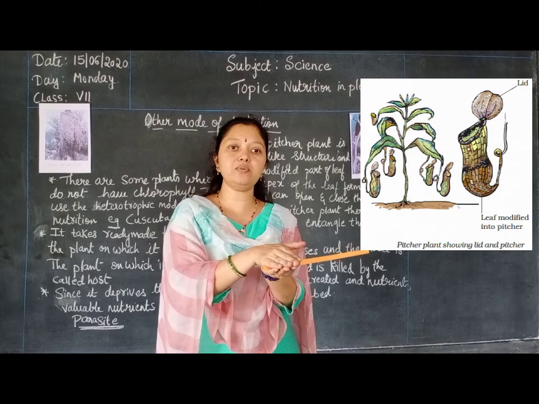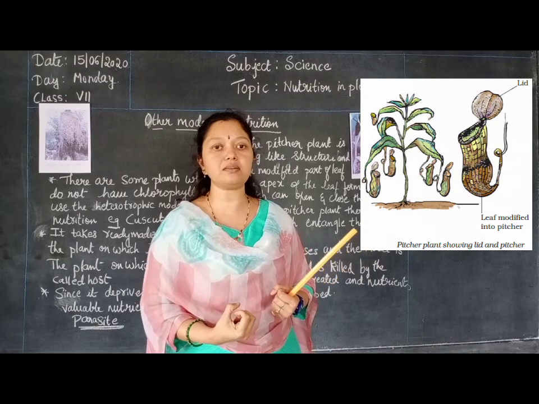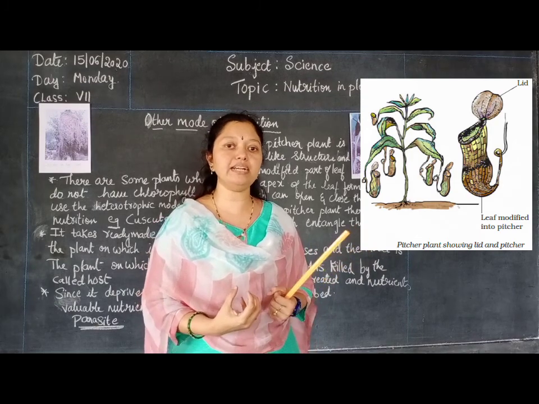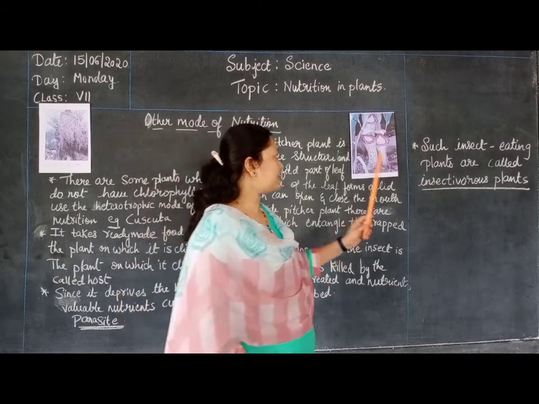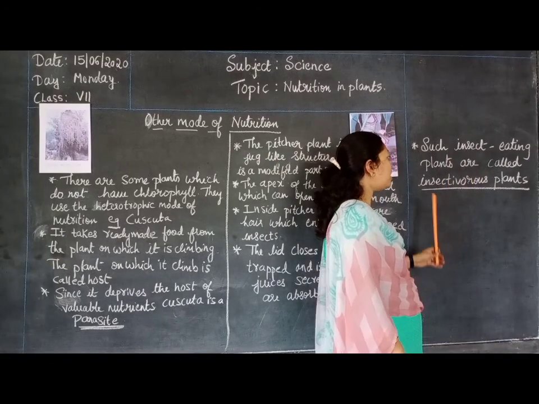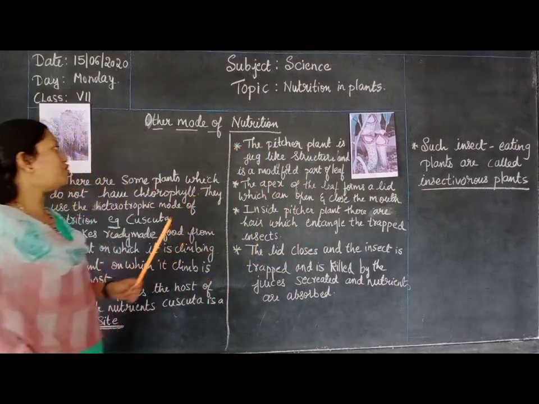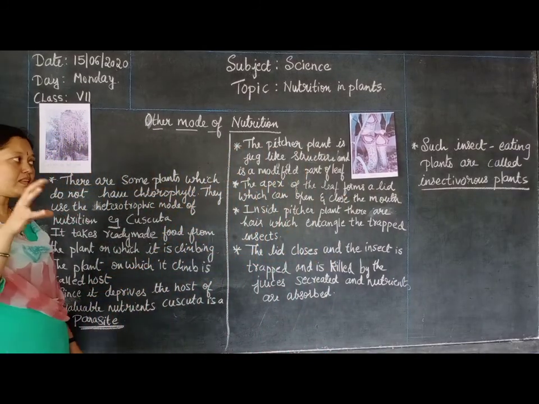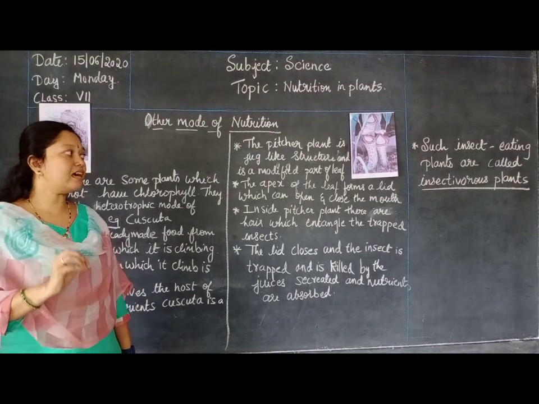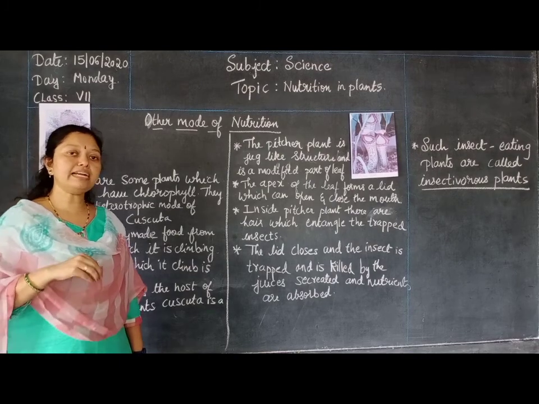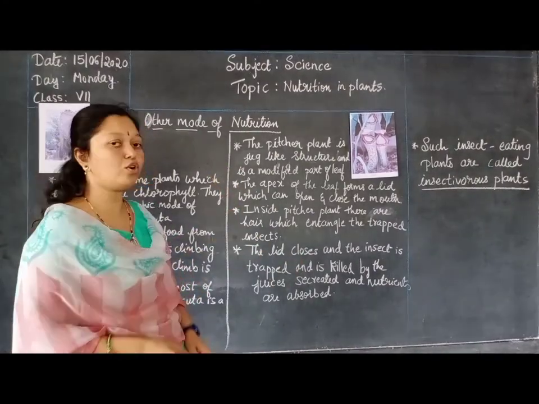When it closes, the insect is killed and the plant secretes juice, and it gets the nutrients required by the plant. Such insect-eating plants are called insectivorous plants. These are two types of modes of nutrition which depend upon others for getting nutrients for survival. Let us continue in the next class with another concept about other modes of nutrition.